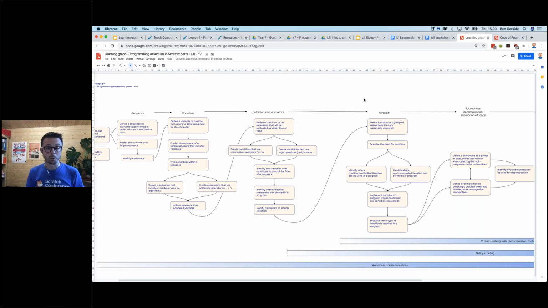That obviously helps inform our planning, because once your students have understood those two concepts, it makes no difference whether you teach selection before iteration. It's completely up to you how you would like to teach that. But the graph shows that it is more important which concepts they need to understand to be able to access selection and iteration.